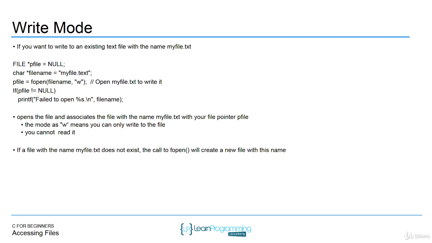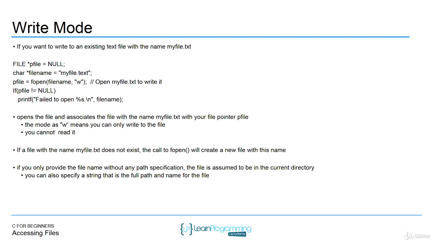So this is the standard way for opening up files, using that W inside the double quotes. If you only provide the file name without any path specification, so that's what we did in this example. A path, remember, is the name of the directories. If you don't provide the name of the directories, it's going to assume that that file is in the current directory wherever the program is executing.